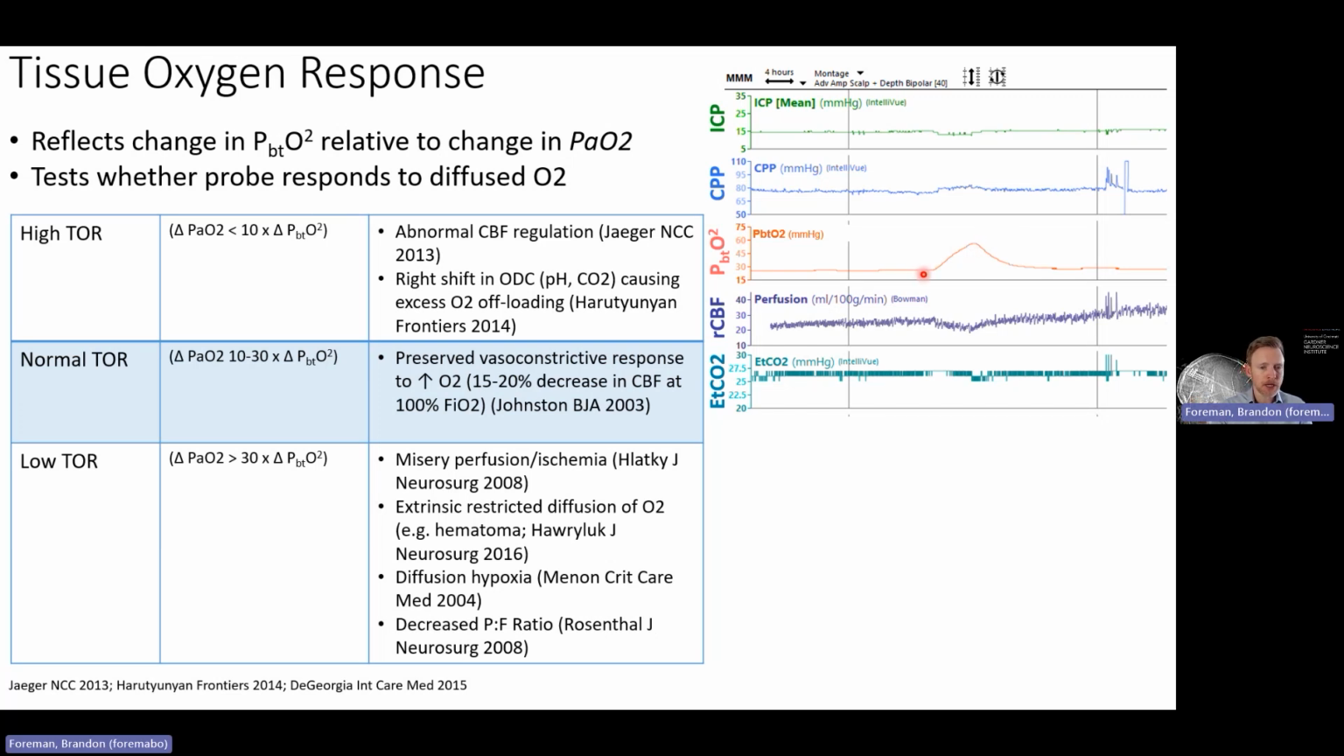Now, the tissue oxygen response can be quantified. In other words, a pbtO2 that rises dramatically might suggest that you're not regulating blood flow.